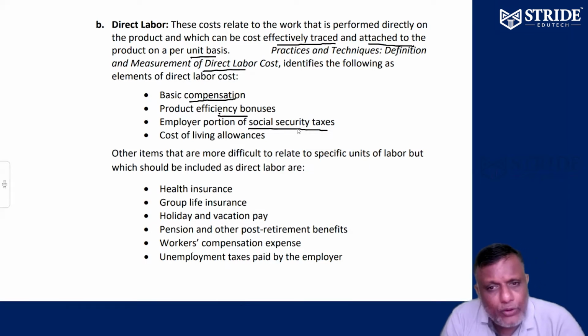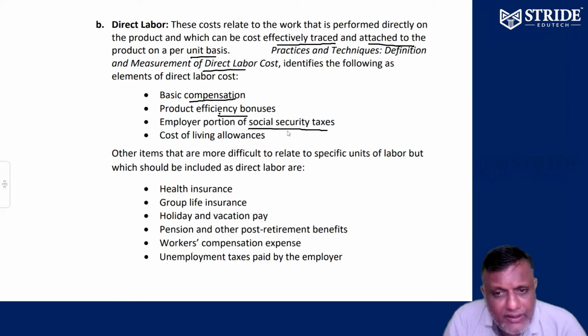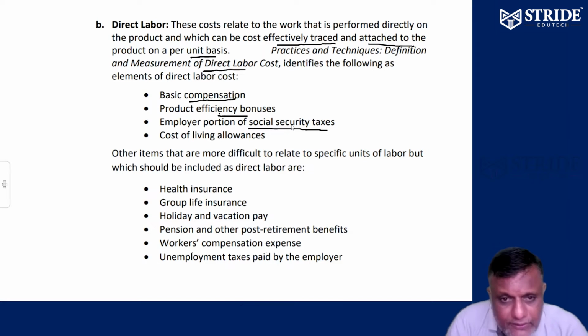Generally in the USA, we have to pay social security taxes for each and every employee. Suppose he is unemployed, generally social security coverage will be there. You'll be getting some amount from the government, some subsidy, some remuneration. Okay, unemployment benefits you will be getting. That's called social security taxes.